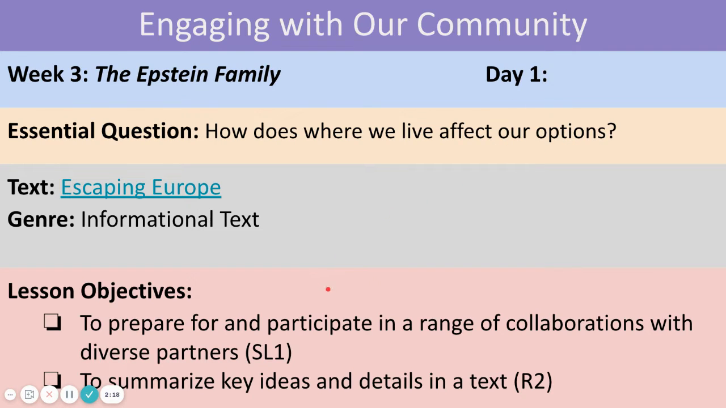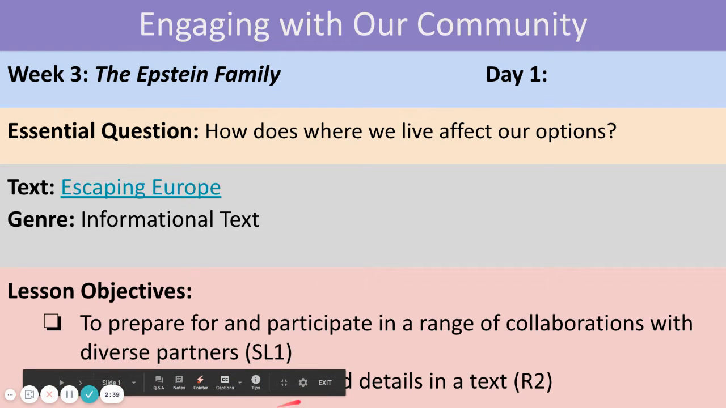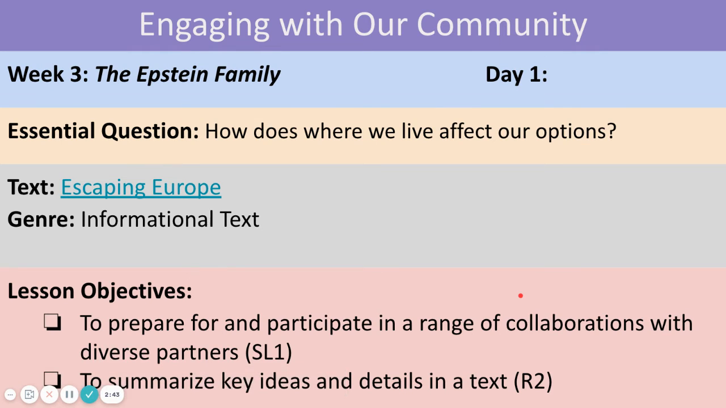Can somebody please read the first lesson objective? Good. To prepare for and participate in a range of collaborations with diverse partners. Yes, we're going to be having a lot of discussions today and working with our peers. Can somebody please read the second lesson objective? Good. To summarize key ideas and details in a text.